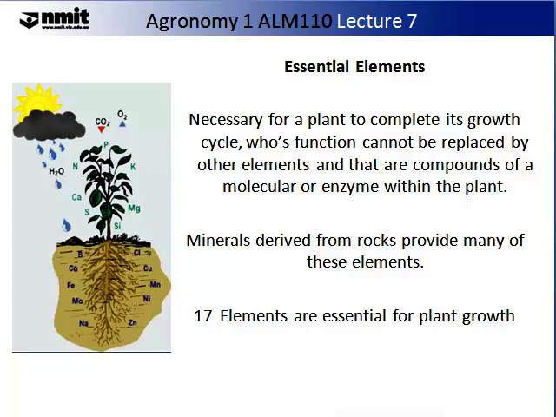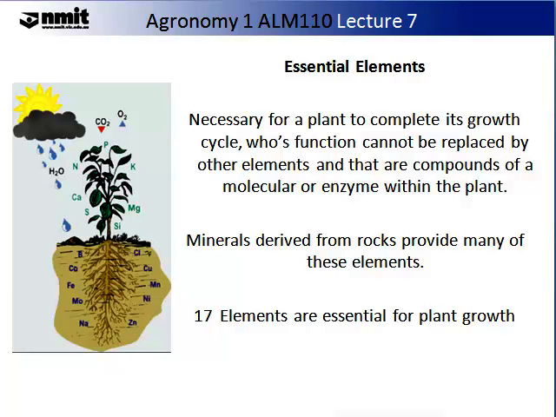Essential elements are found in the soil. They are necessary for a plant to complete its growth cycle, whose function cannot be replaced by other elements, and that are compounds of a molecular or enzyme within the plant. Minerals that are derived from rocks in the soil provide many of these elements. In most plant species, there are 17 elements that are essential for plant growth.